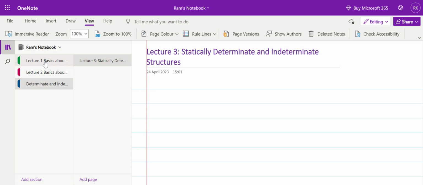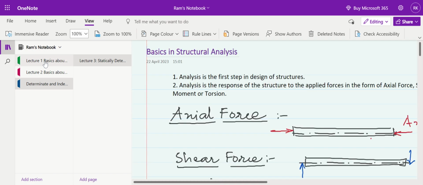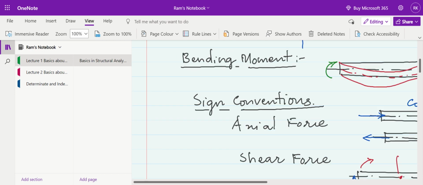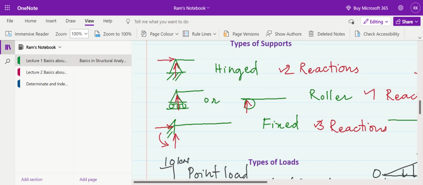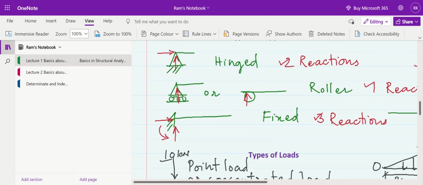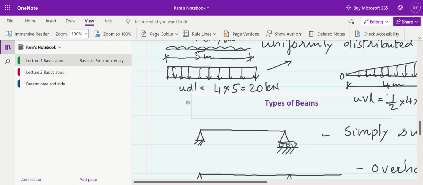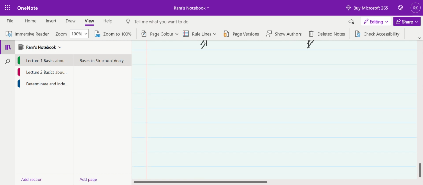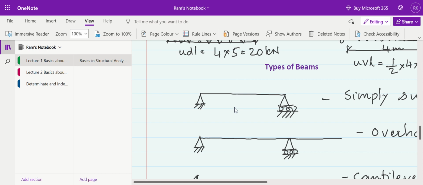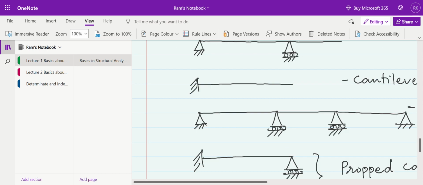Before that, we would like to go back to our first lecture, when we started this particular course, where we saw the basics in structural analysis. That is, what we mean by axial force, shear force, and bending moments, and we saw the sign conventions. In the same lecture, we saw the basics about types of supports, types of loads, and types of beams. We saw propped cantilever, simply supported beam, overhanging beam, cantilever beam, and continuous beam.